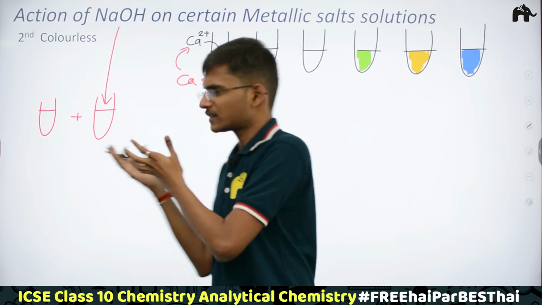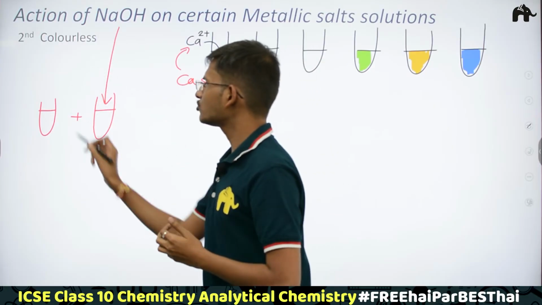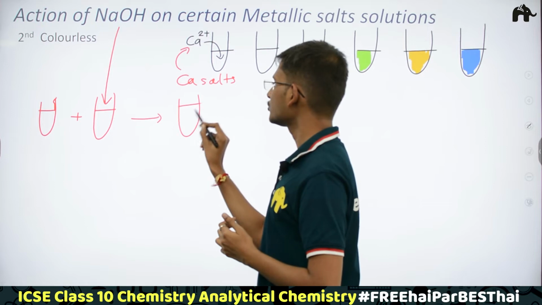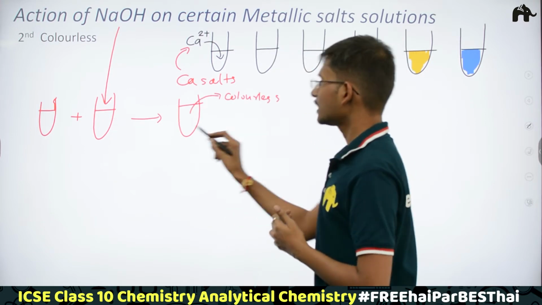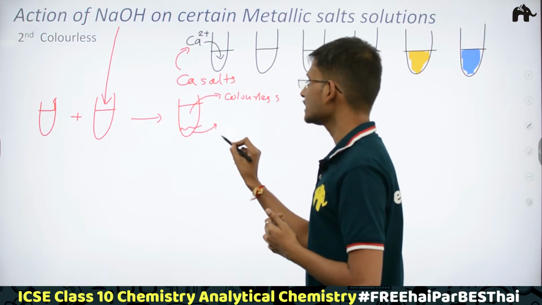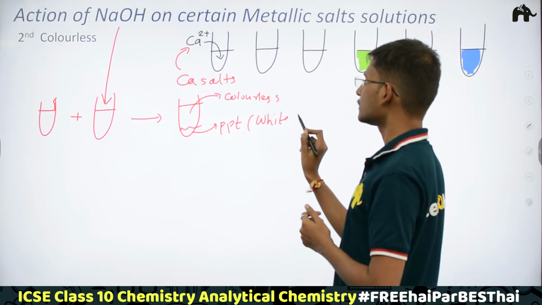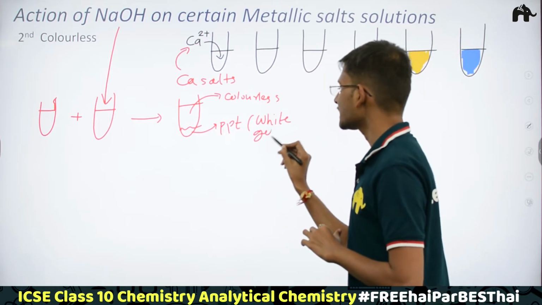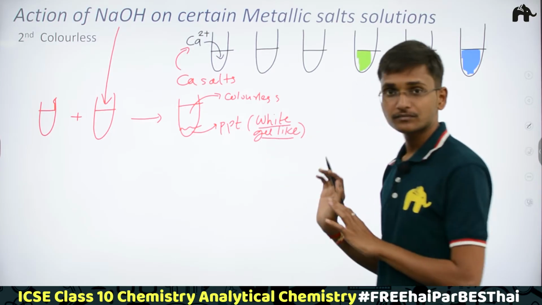Now we know the process. I am adding the NaOH drop by drop, very slowly, and what I am getting is a colorless solution. Just like the first case, but in this colorless solution again I am getting a precipitate, and this precipitate is again white colored. But the twist in the story: here the precipitate is gel-like. So you have to remember this thing.